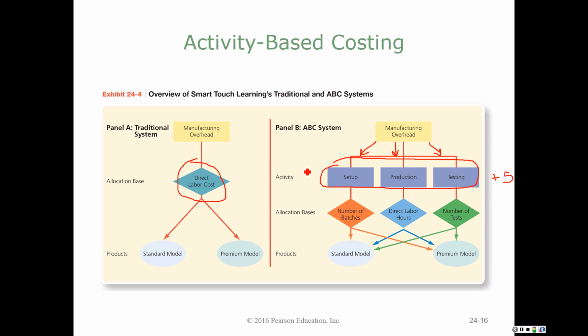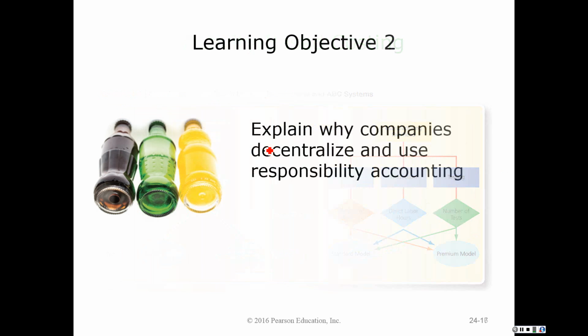But once again, you have to decide in your organization what is cost beneficial to you and how cost beneficial is it to track one activity versus 5 versus 10. Okay, there has to be some common sense and critical thinking to take place here.